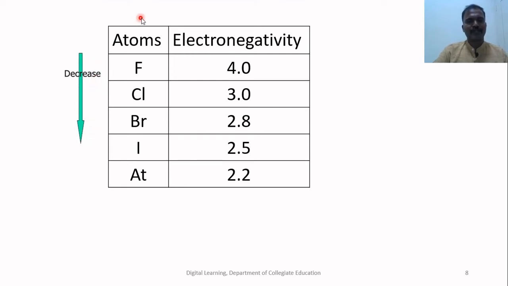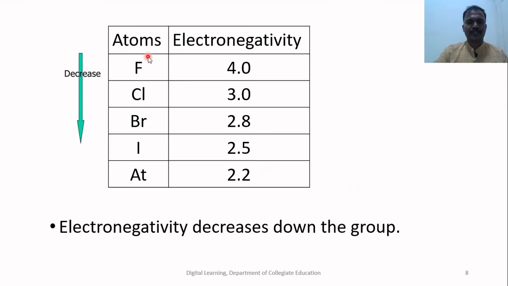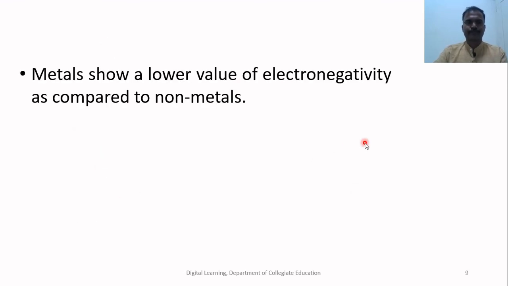So here I have taken group 17 elements: fluorine, chlorine, bromine, iodine. Here the electronegativity value decreases from 4.0 to 2.2. That means to say electronegativity value decreases down the group.